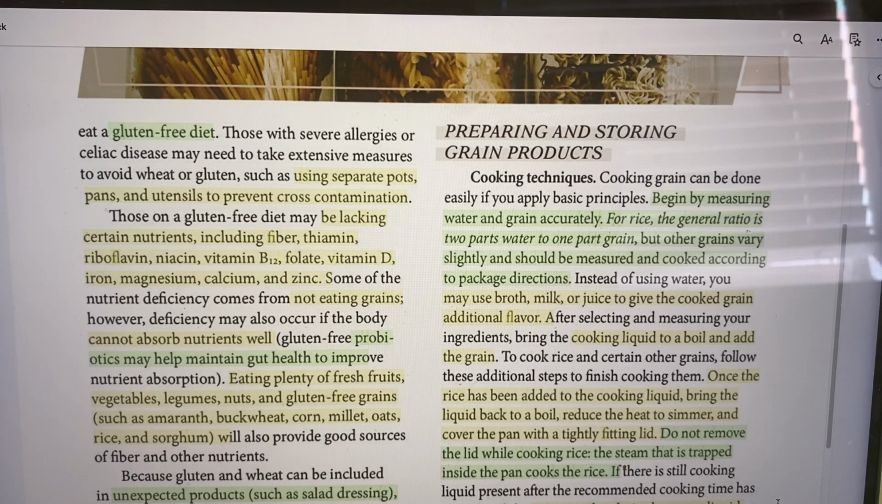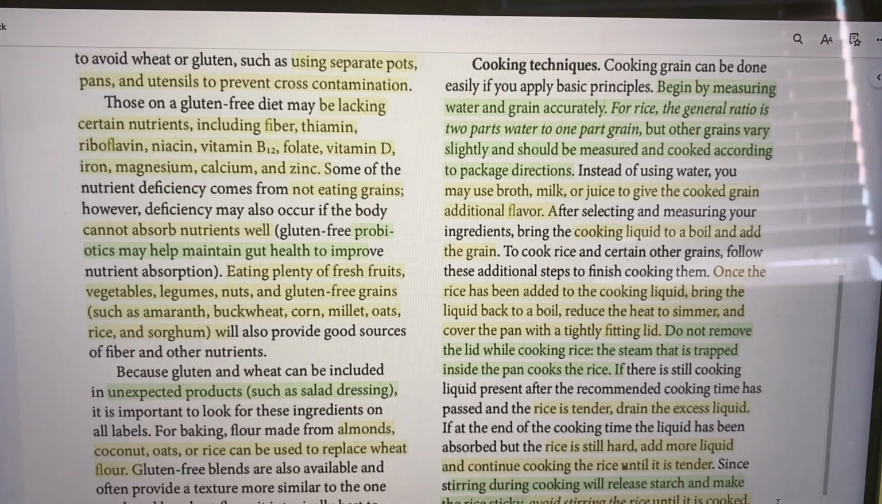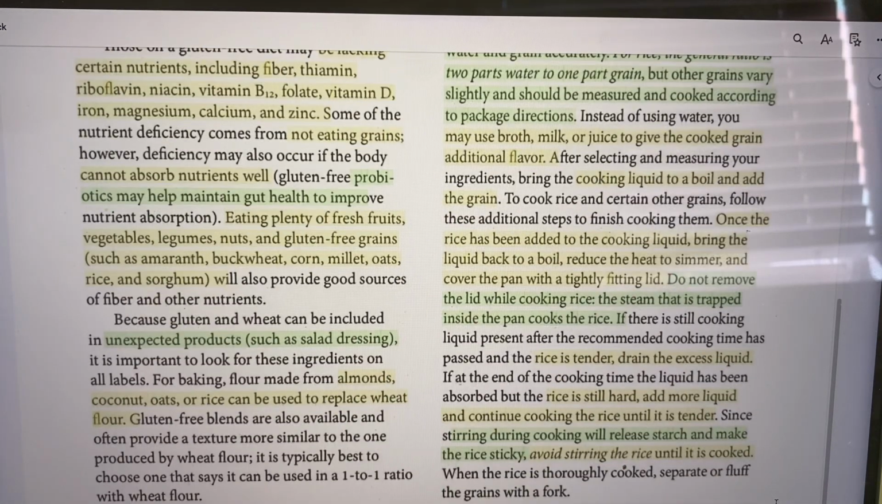So after you select your ingredients, bring the cooking liquid to a boil and then add the grain. So boil the liquid, water or whatever, and then you're going to add the grain. To cook rice and certain other grains, you may follow the steps to finish cooking them.